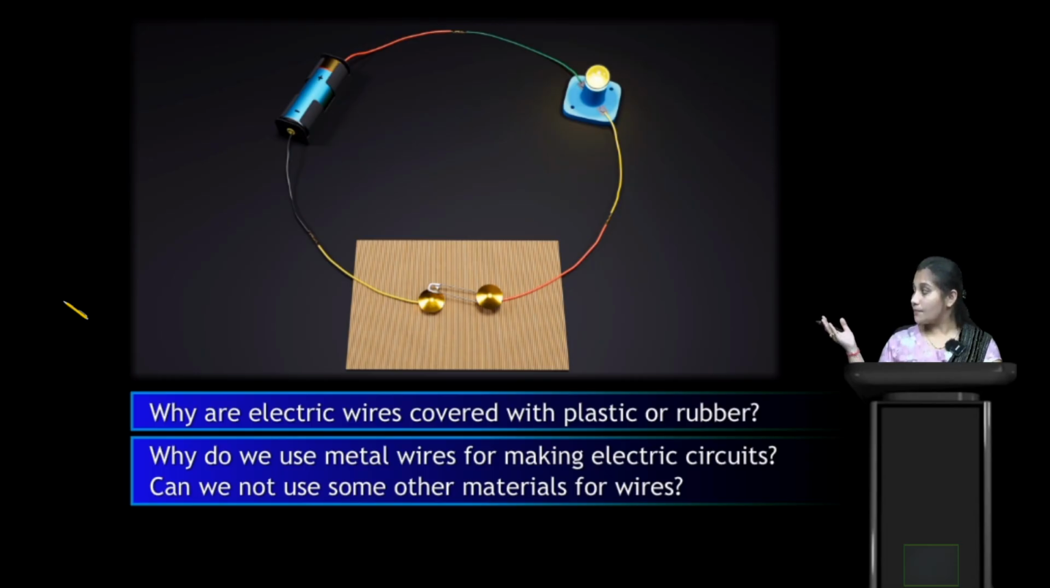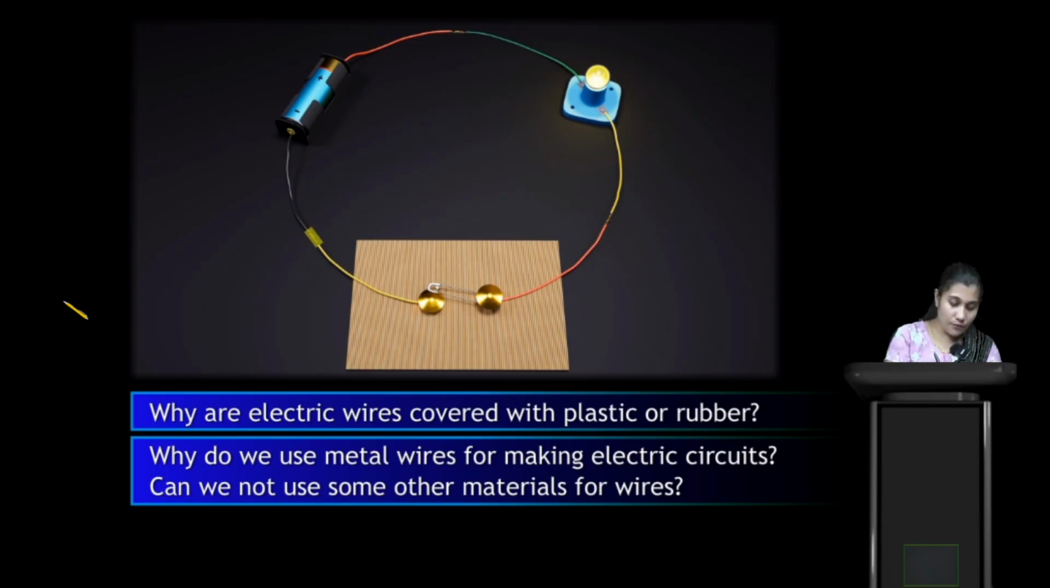Can we not use some other materials for wires? Now the second question is why do we use metal wires? Why only do we use metal wires for the electric circuit so that the electricity can flow? Can't we use some other wires so that electricity can pass easily?